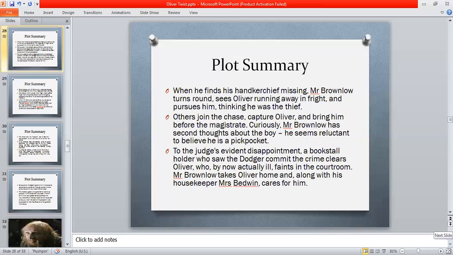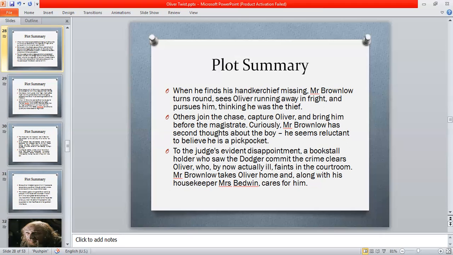When he finds his handkerchief missing, Mr. Brownlow turns round, sees Oliver running away in fright, and pursues him, thinking he was the thief. Other passers-by join the chase. They capture Oliver and bring him before the magistrate.